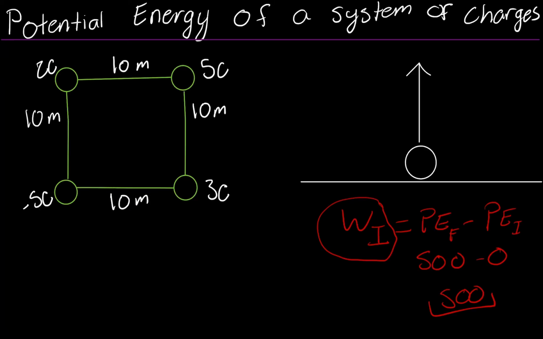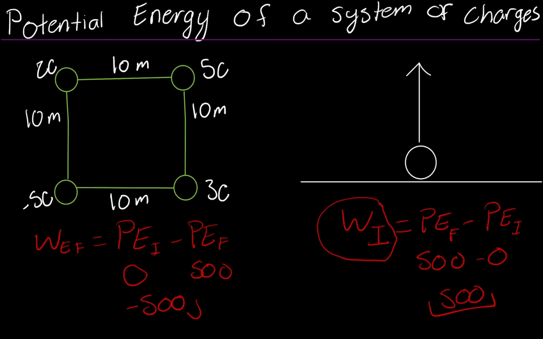So the work done by electric fields is equal to initial potential energy minus final potential energy. So it applies negative, because we have here 0 and 500, so it applies negative 500 joules of potential energy.